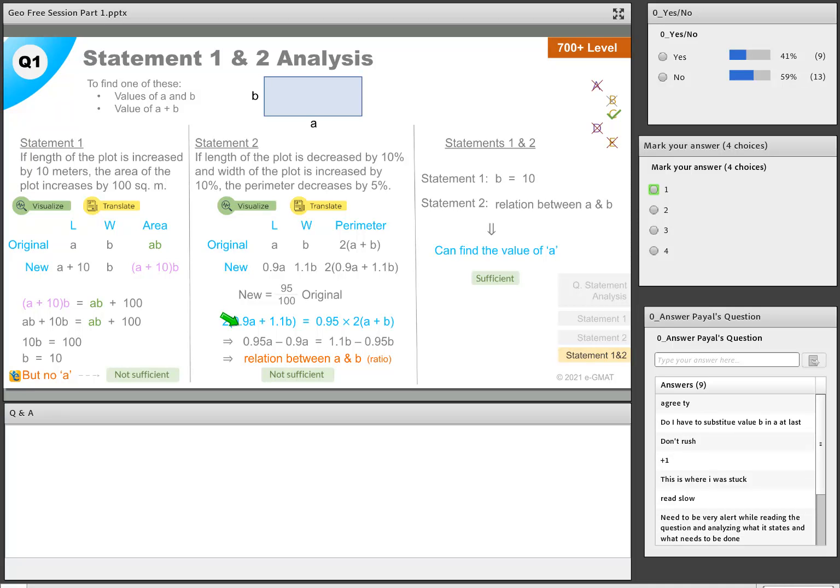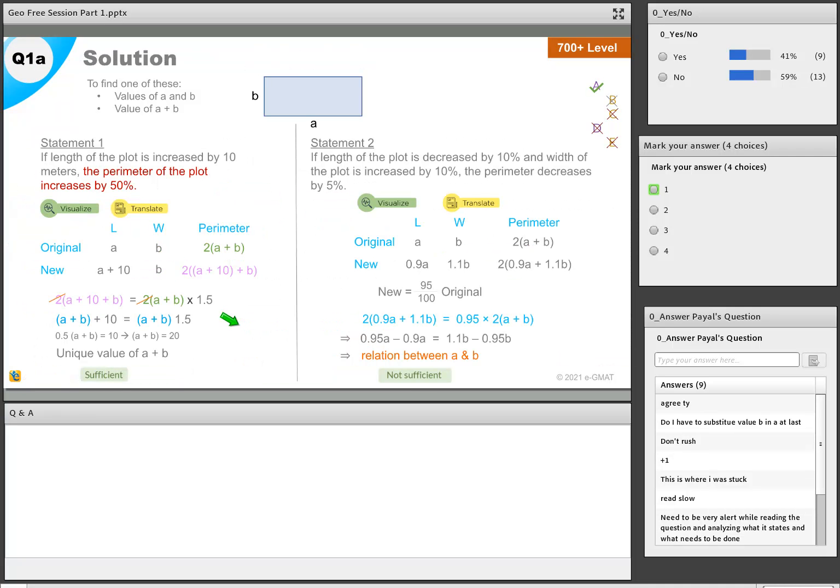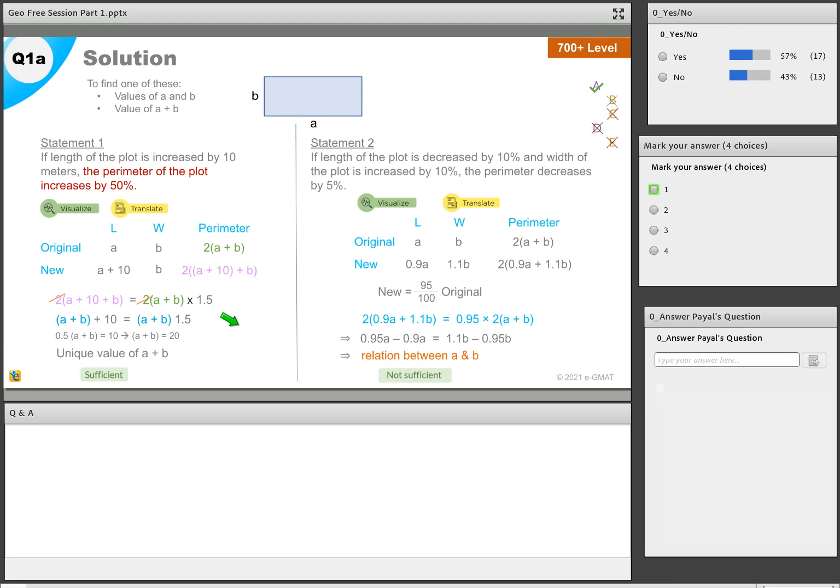Now let's look at the other version of this question, in which statement 1 is actually sufficient. Observe what happens in statement 1. Because you did a thorough analysis, what you get from statement 1 is a unique value of a plus b, you can now answer the question that was asked. Now tell me, what would have happened had you not done a thorough question statement analysis before analyzing statement 1? In this version 2, wherein the perimeter of the plot increases by 50%, tell me what would have happened then.